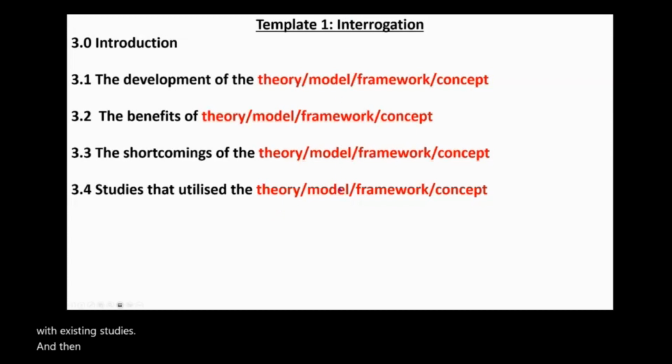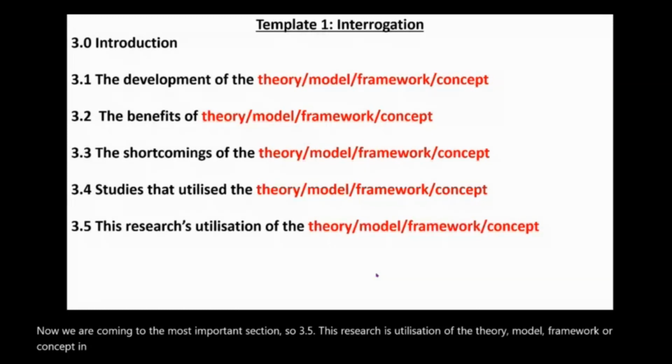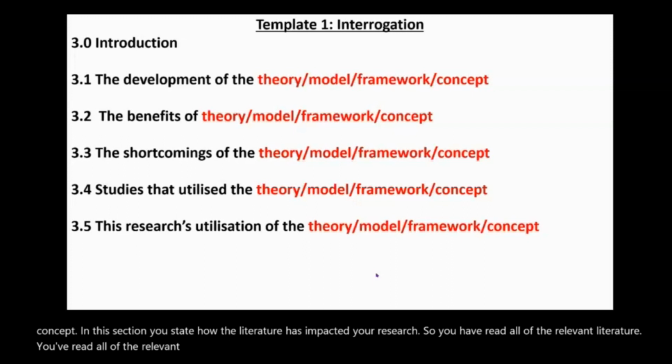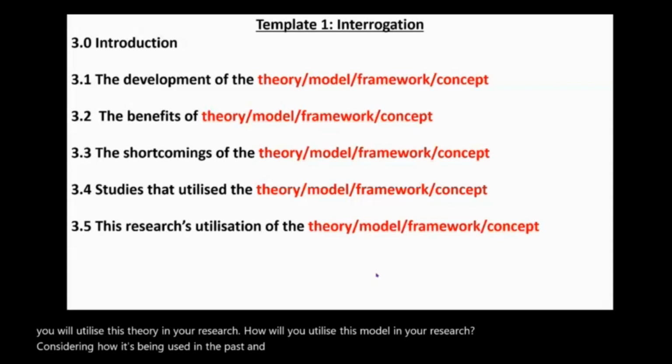And then 3.5. Now we are coming to the most important section. So 3.5, this research's utilization of the theory, model, framework, or concept. In this section, you state how the literature has impacted your research. So you have read all of the relevant literature, all of the relevant books and articles, you have packed your suitcase, you have clarity now. So now explain how you will utilize this theory in your research. How will you utilize this model in your research? Considering how it's been used in the past and how you will use it now.